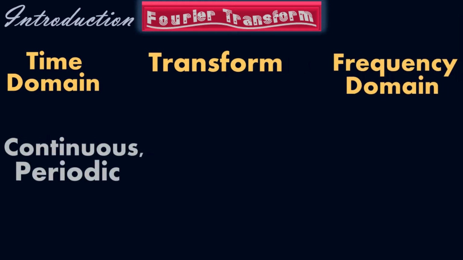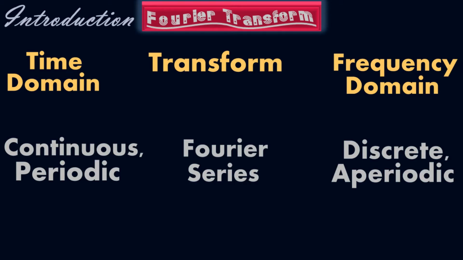In time domain, if the signal is continuous and periodic, we use Fourier series. By using Fourier series, we can get a discrete and aperiodic signal. The signal must be a continuous and periodic signal in time domain.